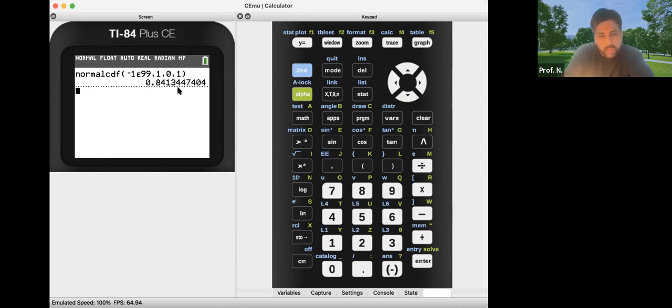It gives us at least 5 or 6 more digits after the decimal place. So it's 0.8413447404... So that's what the calculator gives us. It gives us a more precise number. Okay, so we can use our calculators to help us find the area underneath the curve, which is also the probability.